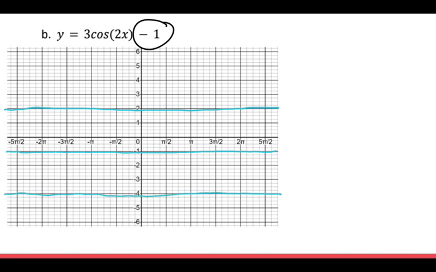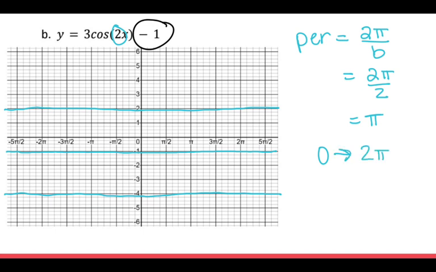And what other number do I have? Ooh, I have this 2 right here. So anytime my x is being multiplied by something, what that does is that changes the period. So normally the period is 2 pi. But since I have this number in front of x, my period is going to be 2 pi divided by b. So in this case, it is 2 pi divided by 2, which is just pi. So what that means is normally my period goes from 0 to 2 pi. In this case, since there is no horizontal shift, it's going from 0 to pi.